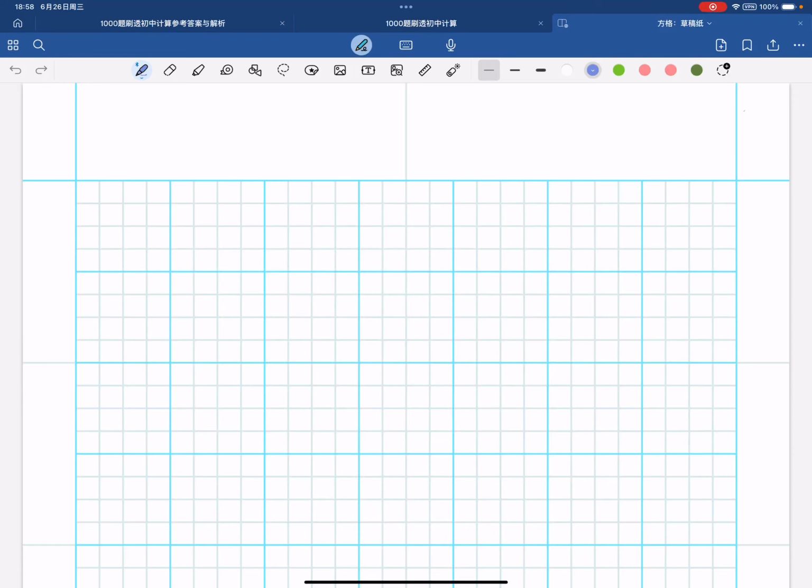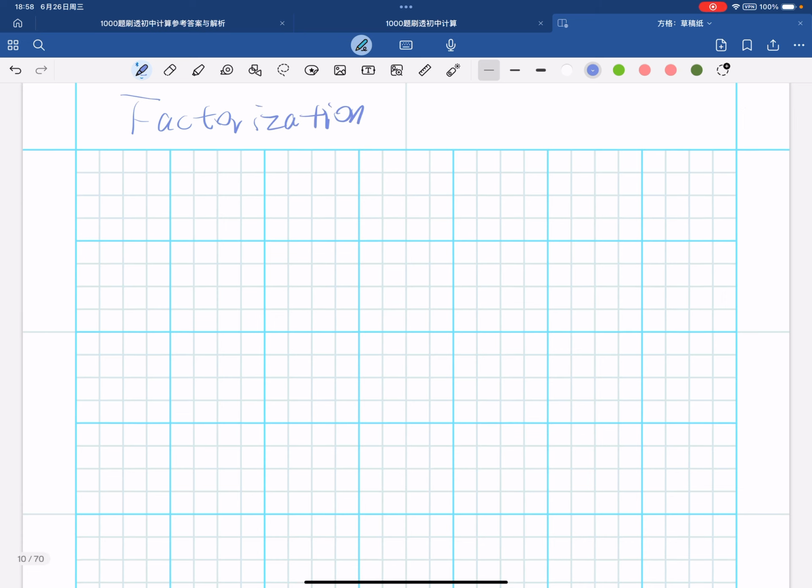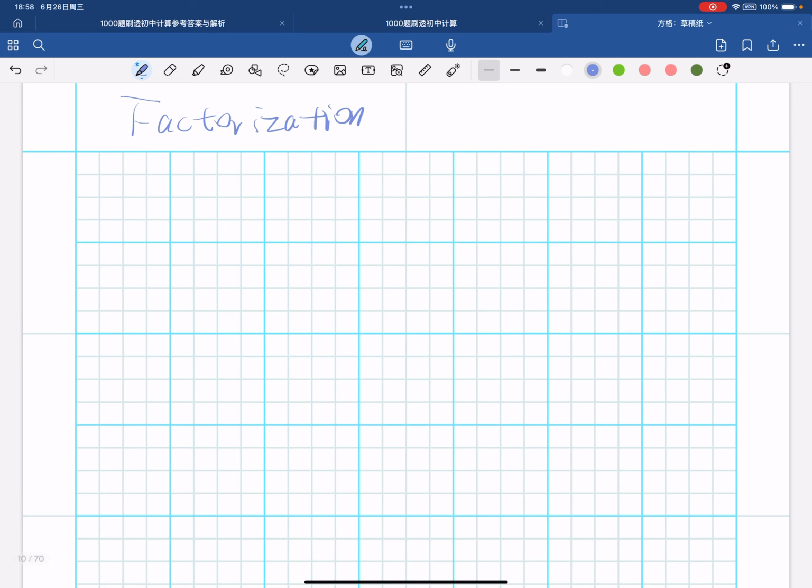Some fundamental rules of factorization. At first, I want to ask, what's your understanding about factorization? So, by looking at this sequence, we can actually find that it equals the square of a plus b.